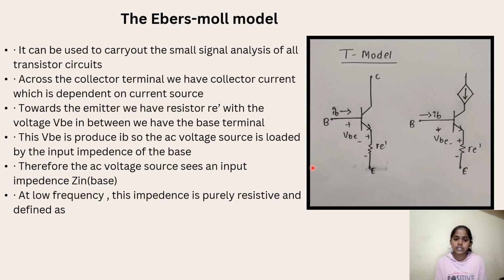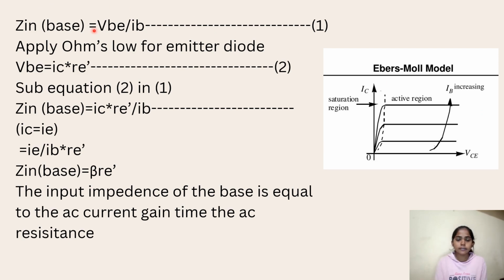At low frequency, this impedance is purely resistive and defined as Z in base equals VBE divided by IB, which is considered as equation number 1. Apply Ohm's law for the emitter diode. VBE equals IC into re dash, which is considered as equation number 2. Substitute equation number 2 in 1, then Z in base becomes IC into re dash divided by IB.